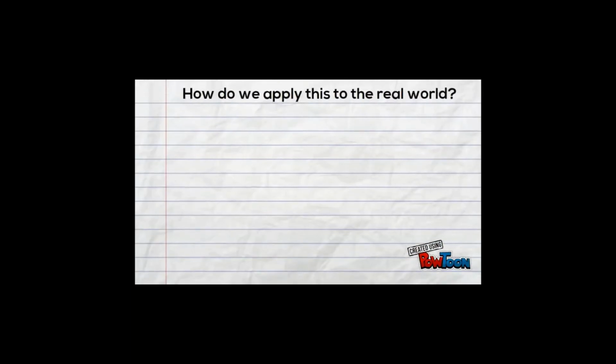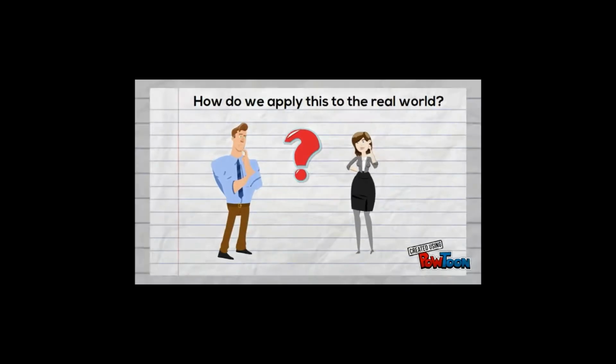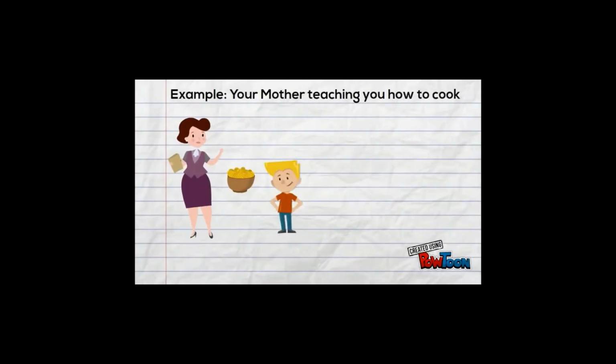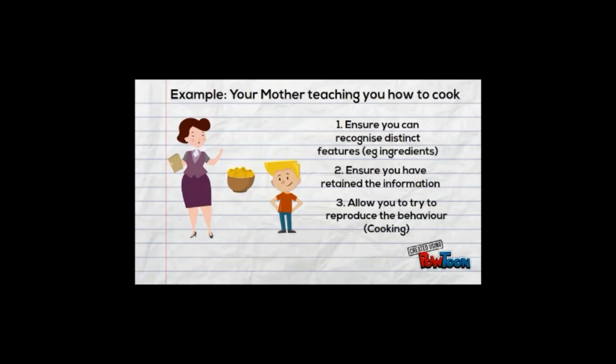How do we apply this to the real world? I will be giving you an example. So, your mother teaching you how to cook. Therefore, your mother must ensure you can recognize distinct features and ingredients. Number 2, ensure you have retained the information. Number 3, allow you to try to reproduce the behavior like cooking. Number 4, ensure you are motivated. Number 5, reinforce your behavior and give a reward.